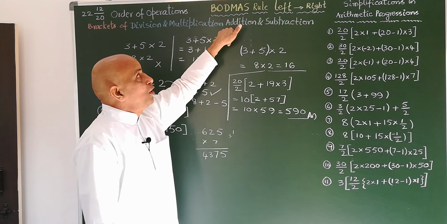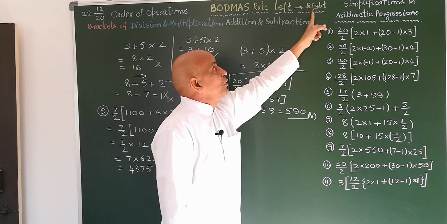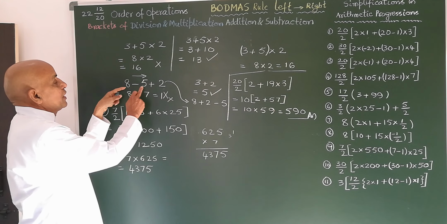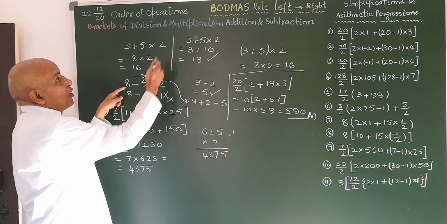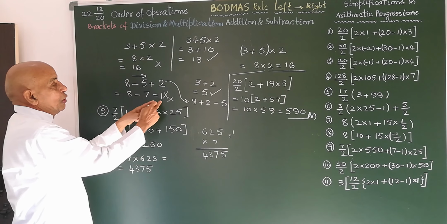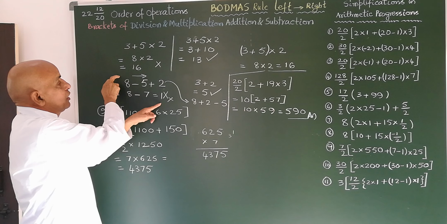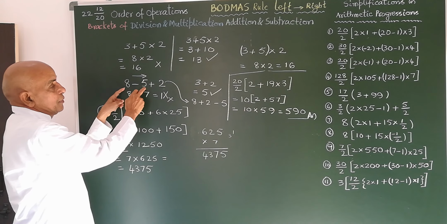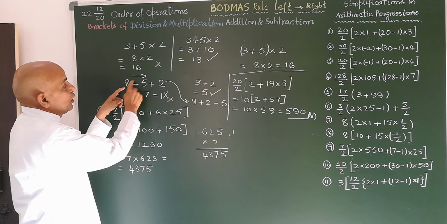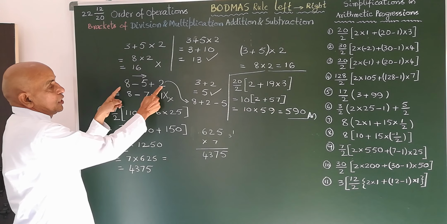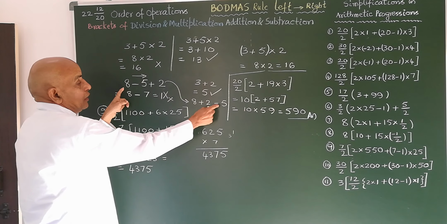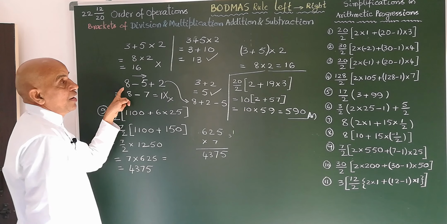Even while applying BODMAS rule, you have to apply it from left to right. You look at one example. Here suppose you see 8 minus 5 plus 2. If you apply this rule blindly, addition comes first, then subtraction, then you go wrong. Here you have to apply from left to right. First you have to subtract, it becomes 3 plus 2, 5. Why is it done like this? You can see this is a negative integer, these are the 2 positive integers. These 2 positive integers we add, it becomes 10 minus 5, which is equal to 5.